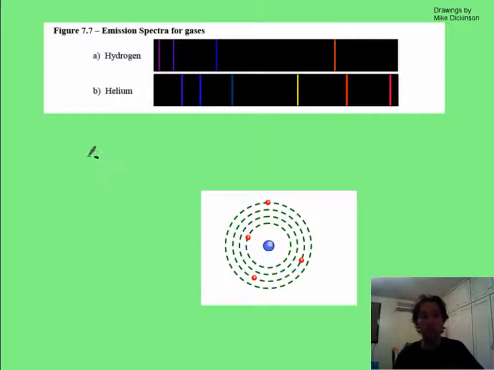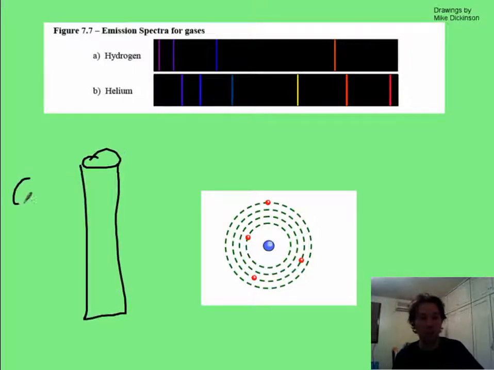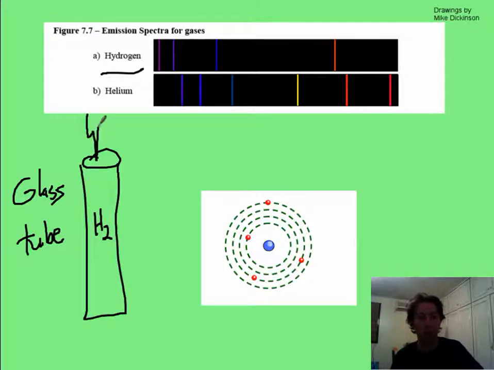Now, if you take, let's say, a glass tube and you fill it with some hydrogen gas, which would be an H2 form, and you electrify it and give it energy, you won't get that whole pretty rainbow, even though it will glow. If you looked at it with a spectroscope, which is kind of like a fancy prism, you're going to get these very distinct bands: a few wavelengths of purple, one wavelength of blue, and maybe one of orange. This is an emission spectra.